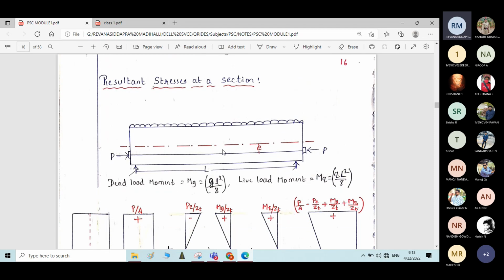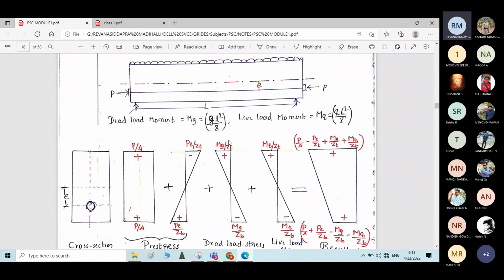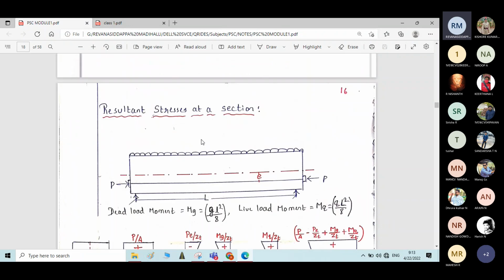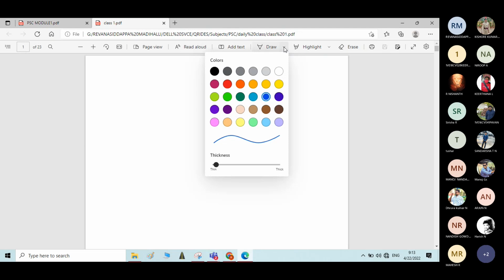It is very important, students. Please listen and understand it clearly. If you understand this clearly, then only you will be able to solve the analysis problems. So write the headline as resultant stresses at a section.